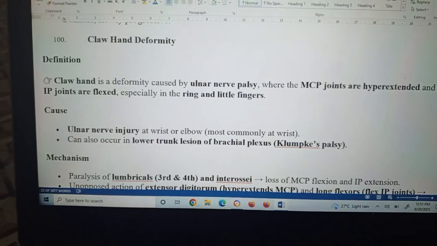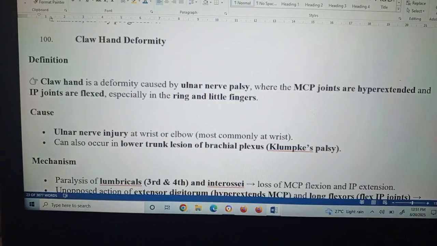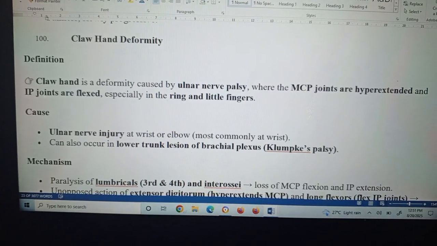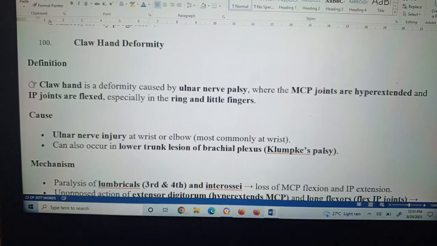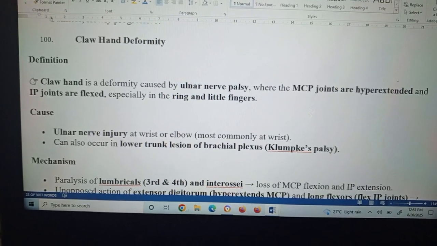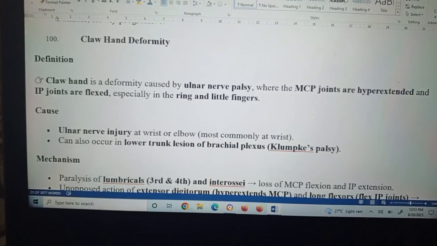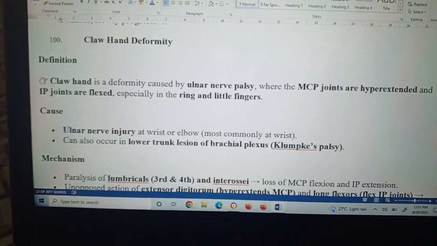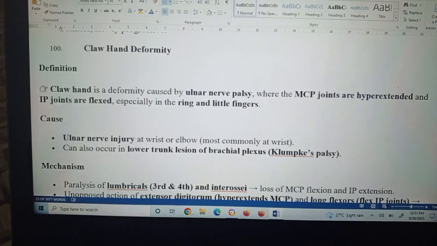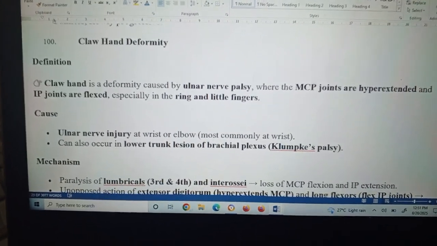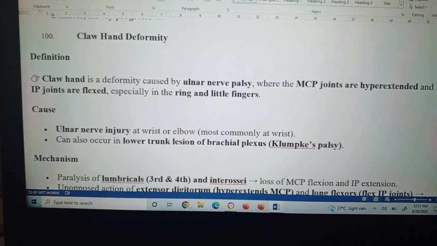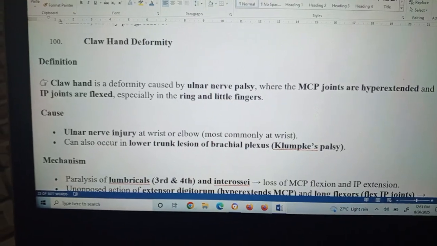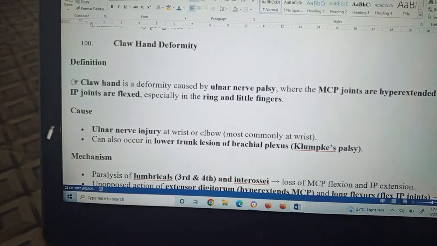Usually a picture of a claw hand is given to you, and in the OSPE the question is asked what is happening in this picture and which movement the patient is unable to perform, or this can be asked vice versa. One question can be asked in this way: in which situation is the patient present? It means in the claw hand, what is the actual position? The metacarpophalangeal joints are hyperextended and the interphalangeal joints are flexed, especially the ring and little fingers, like this.